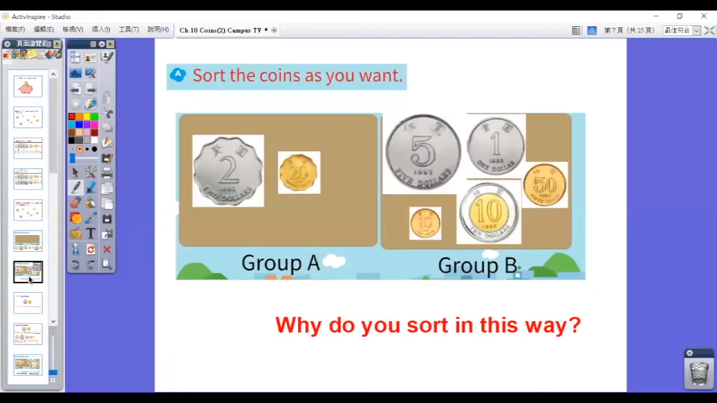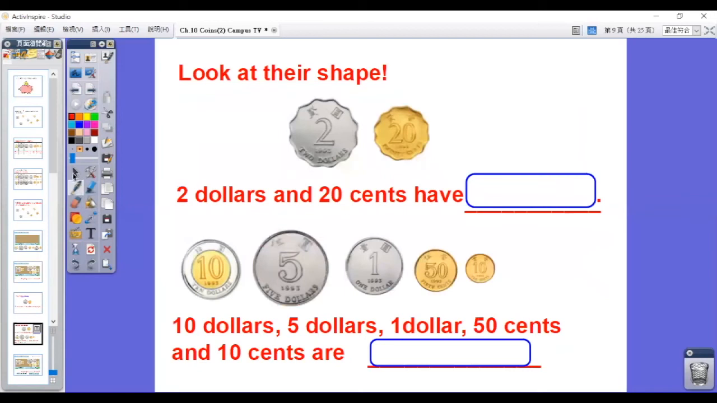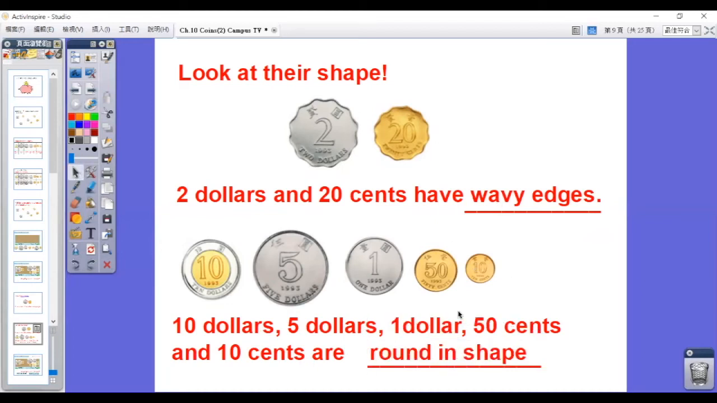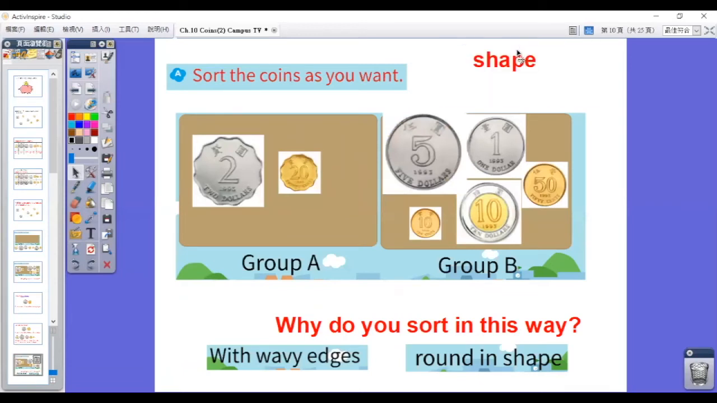So let's look at the result. Oh yes, the $2 and 20 cents coins both have wavy edges. So she put them in group A. And how about group B? They all don't have wavy edges. So let's have a look. These are the coins in group B. We have the $10 coin, $5 coin, $1 coin, 50-cent coin, and 10-cent coin. All of them are round in shape. So now I understand. The student sorted the coins by their shapes.